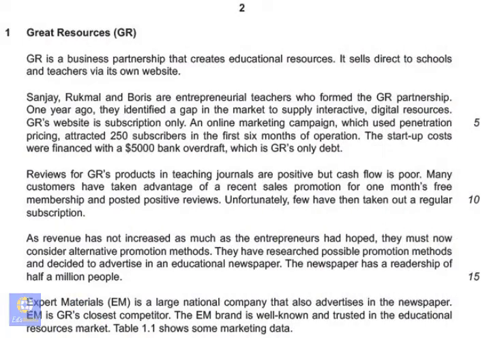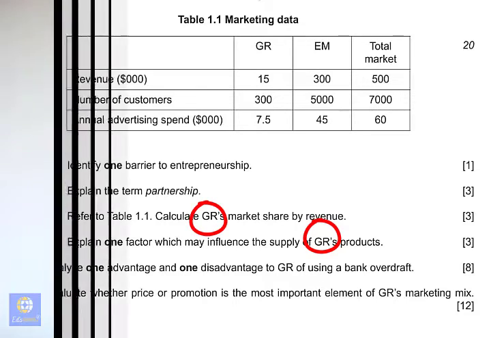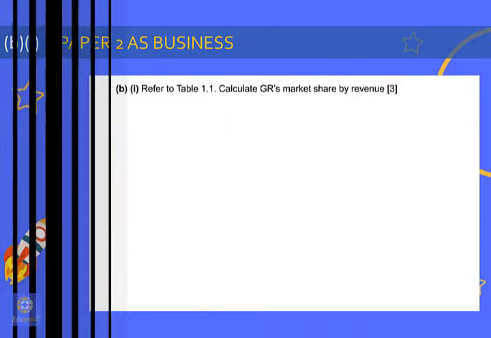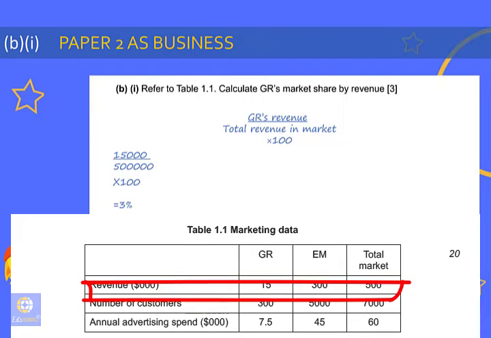Now we need to get stuck into the case study, as the B questions refer explicitly to the case study. 3 marks for this question, so that is 4.5 minutes if we've got 90 seconds per mark on paper 2. Here we have to calculate market share by revenue. So GR's revenue is 15,000 out of a total market of 500,000. So we divide 15,000 by 500,000 and multiply this by 100. This gives us 3%. Remember to write your working down so that if your calculation is wrong, you can still secure some of the marks for the working.